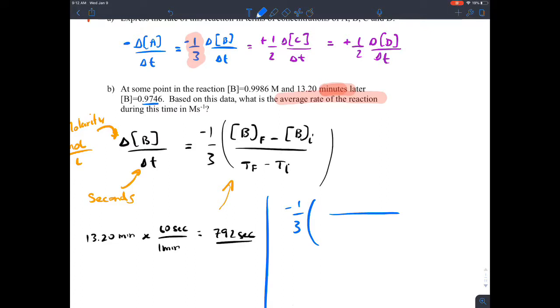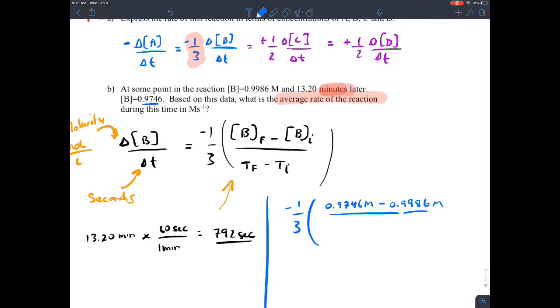So because of that, let's plug in that value here, 0.9746 molar minus our initial concentration, which must be the other B that we see here. That's going to be 0.9986 molar. And let's do that with respect to time.